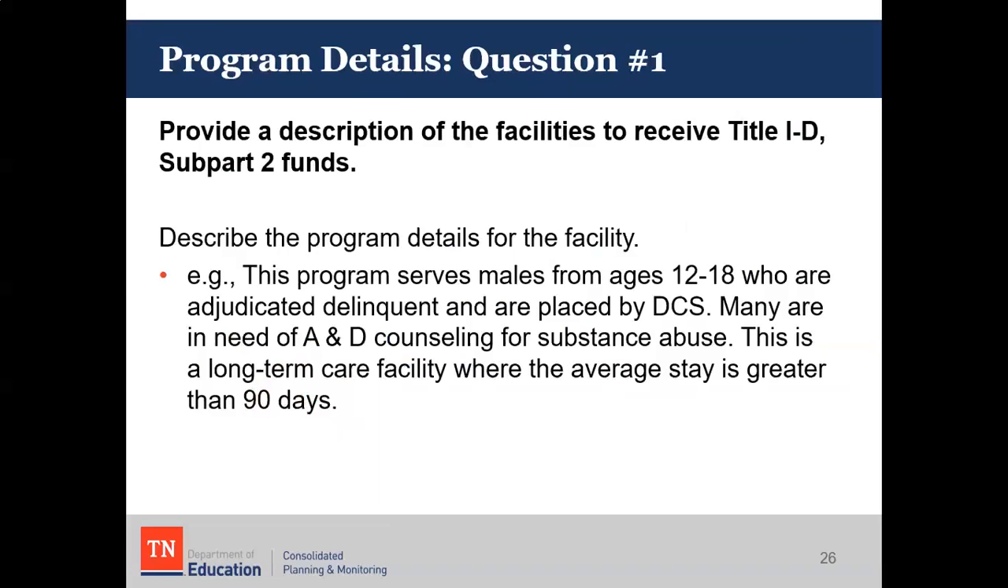So for question number 1, again, just like in Title I-A, this is asking you to provide a description of the facilities to receive the Title I-D Subpart 2 funds. So describing the program. You can see the example there, much like the example for Title I-A neglected. Who is the program? Who do they serve? How long do kids stay there? That, again, really helps us to be able to identify, is this a reasonable use of funds for this type of facility? Because we might see that funds are going to be used differently in a group home versus a residential setting versus a juvenile detention center.